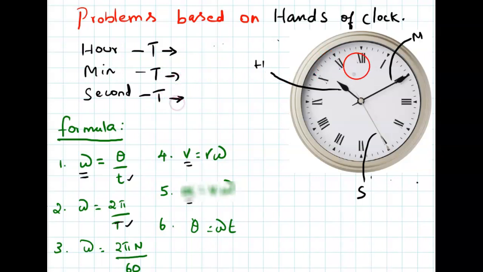What is time period? The time taken for one complete revolution of the hour hand is 12 hours. It takes 12 hours to complete one circle. So let's change it into seconds: 60 multiplied by 60. For the minute hand, it will take 60 minutes to complete one revolution, so we can write 60 minutes changed into seconds. For the second hand, it will take 60 seconds, so no conversion.